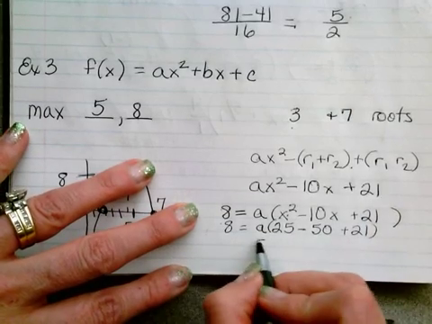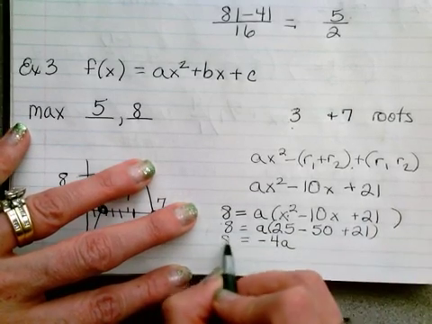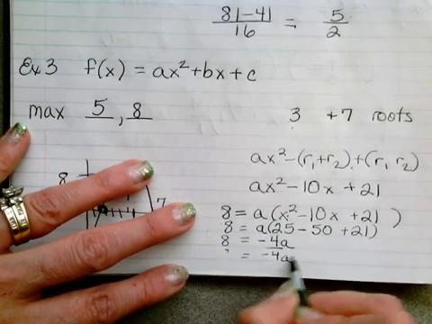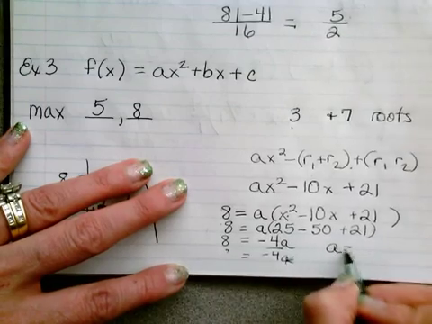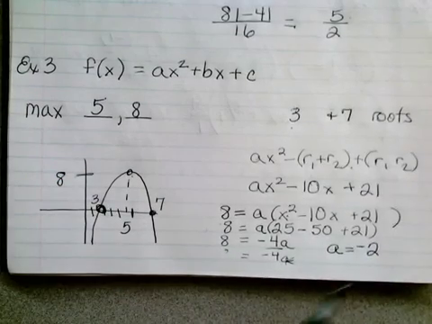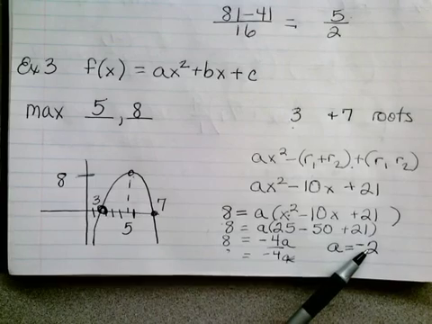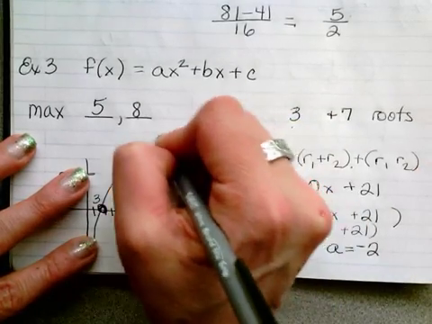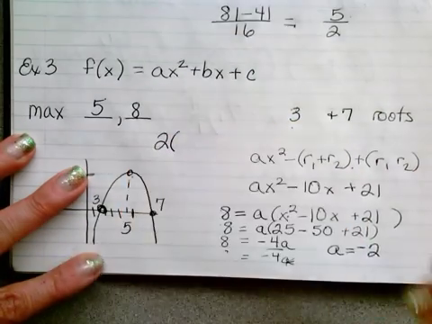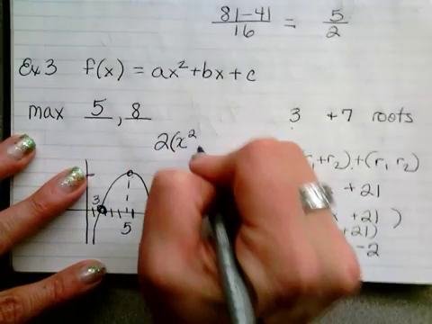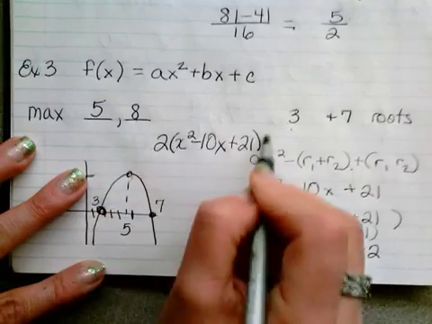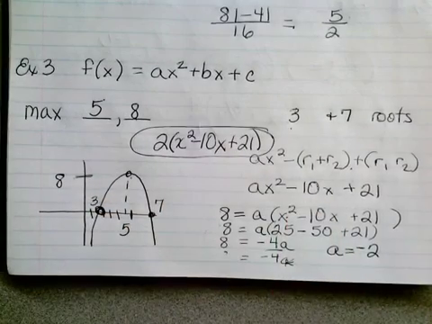After you've added all that together, you should have a negative 4. And dividing by your negative 4, you should have a equals negative 2. Okay, if a equals negative 2, then all you need to do is plug in the negative 2 there, and you have negative 2 times x squared minus 10x plus 21 as your final answer.